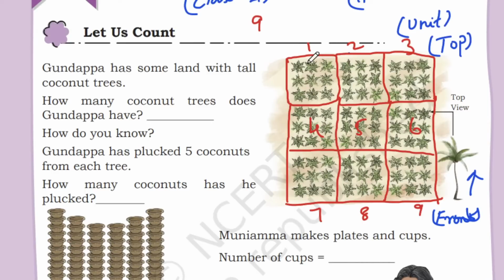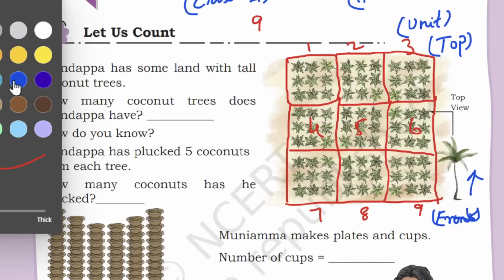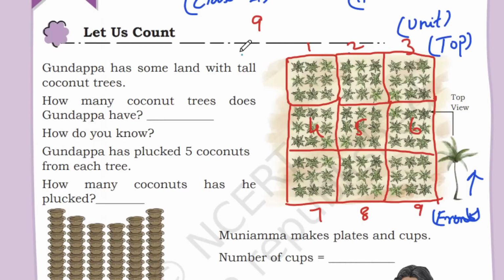And how many coconut trees in each group? So we will count the coconut trees. Maybe I'll take blue color. 1, 2, 3, 4, 5, 6, 7, 8, 9. So in each group we have 9 coconut trees. So 9 into 9 is 81. 9 nines are 81. So totally Gunapa has 81 trees.